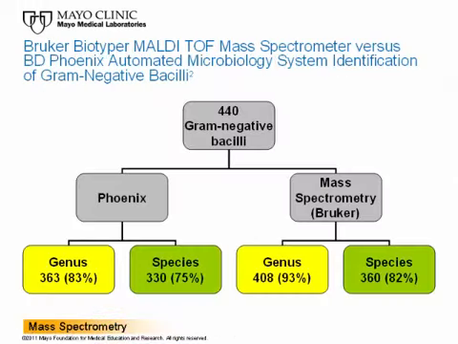We studied 440 gram-negative bacilli. 89% of the 440 isolates generated a high confidence score of greater than or equal to 2 with direct colony testing. The 11% that did not generate a score of greater than or equal to 2 were extracted. Using the BD Phoenix system, 83% were identified to the genus level and 75% to the species level. Using mass spectrometry, 93% were identified to the genus level and 82% to the species level. Statistically, mass spectrometry outperformed the BD Phoenix for identification of gram-negative bacilli to the genus and species levels.